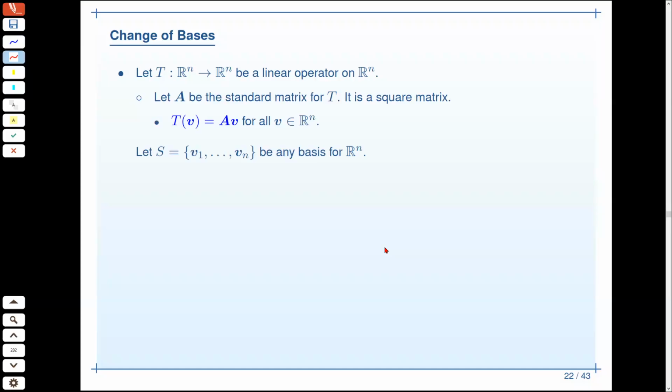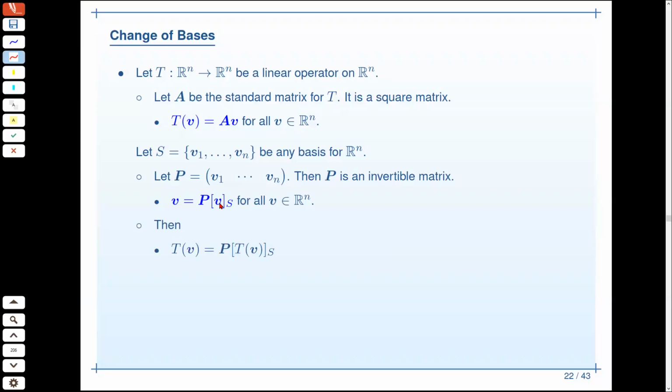And now suppose we have another basis, say S is any basis V1, V2, ..., Vn. Of course, it's natural to write the matrix P whose columns are V1, V2, ..., Vn, which is invertible. P is an invertible matrix. According to the notation, every vector V can be written as P multiplied with the coordinate vector of V relative to S. But now let's play a little bit.